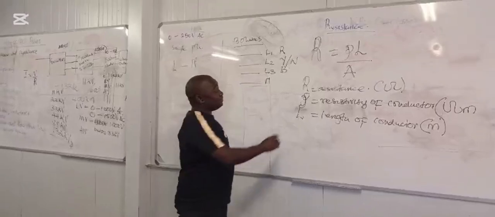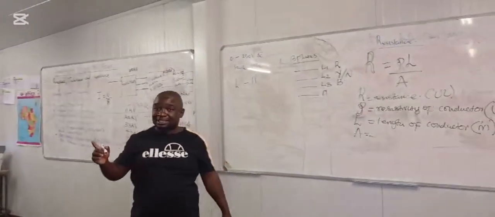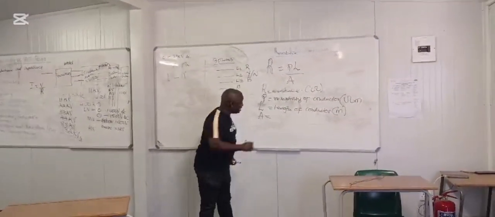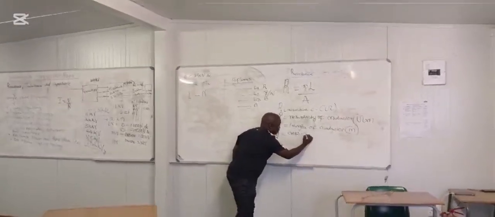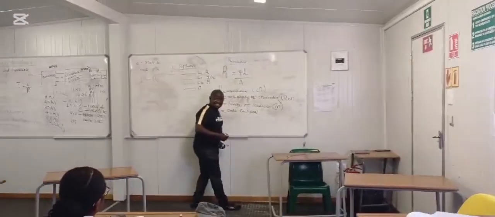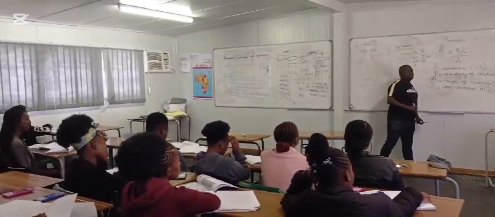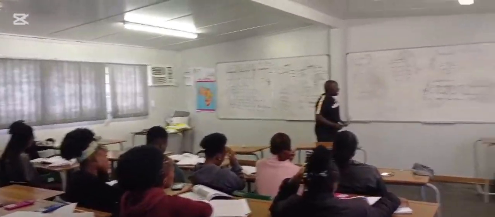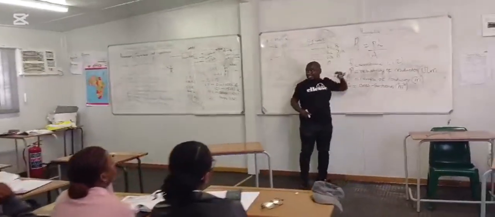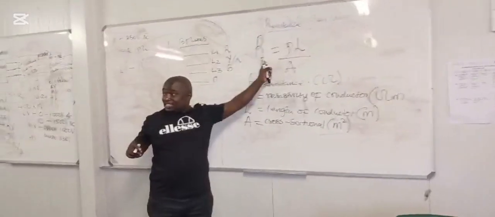And then we also have the letter A. What is letter A? The letter A denotes the cross-sectional area. This cross-sectional area of the conductor is measured in meters squared, that is, square meters. That means that when we do the calculation pertaining to the resistance of the overhead line, we must take into consideration these factors.